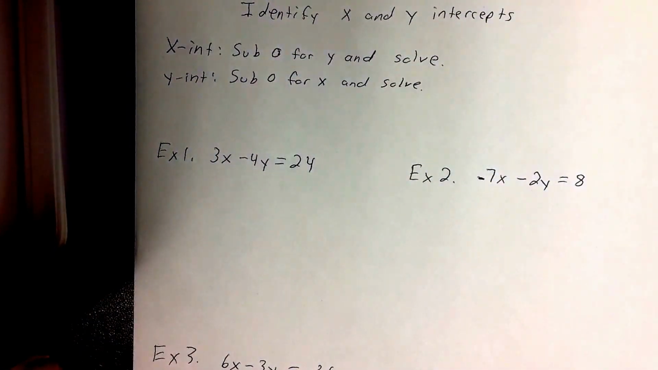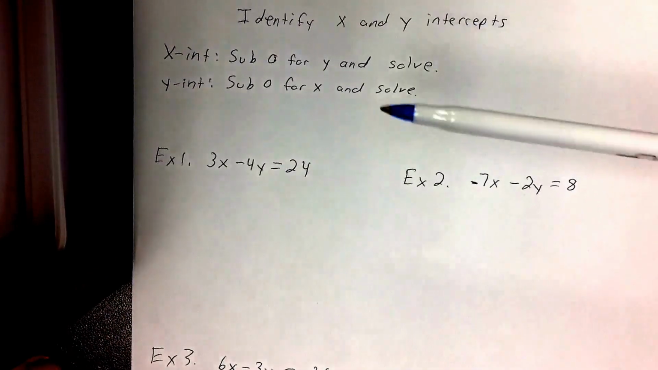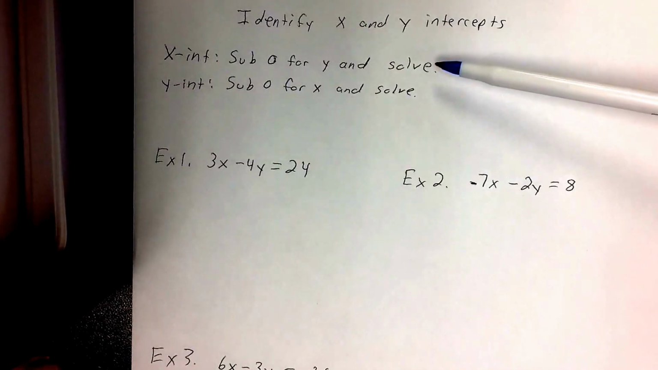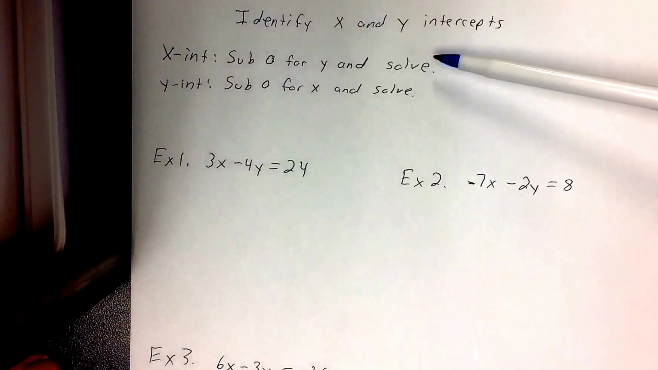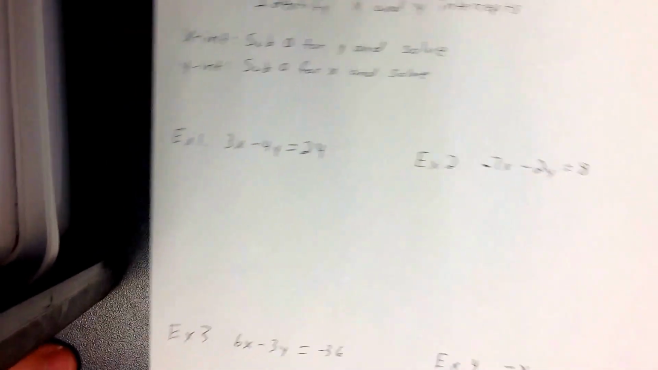Next, we're going to talk about identifying the x and y intercepts. So if I want to find the x and y intercepts, to find the x-intercept, we substitute 0 for y and solve. To find the y-intercept, we substitute 0 for x and solve.